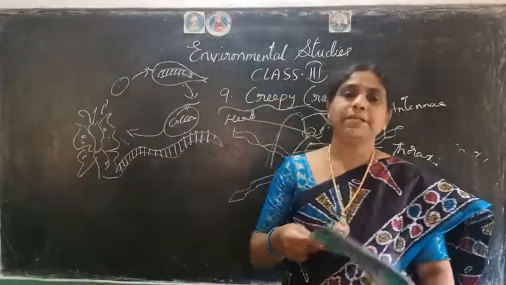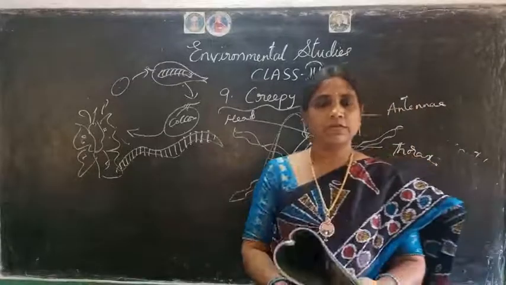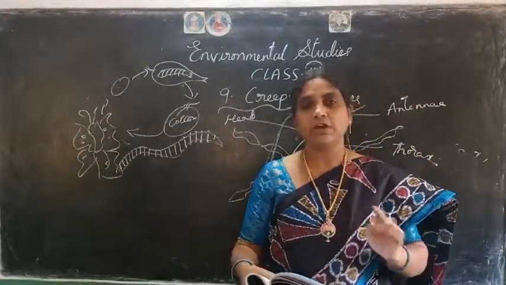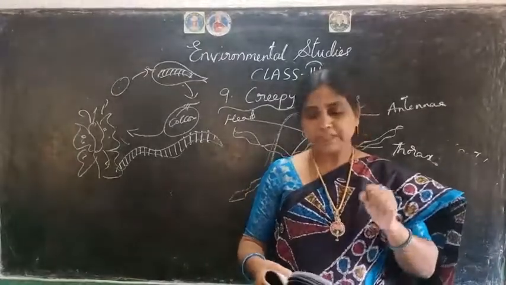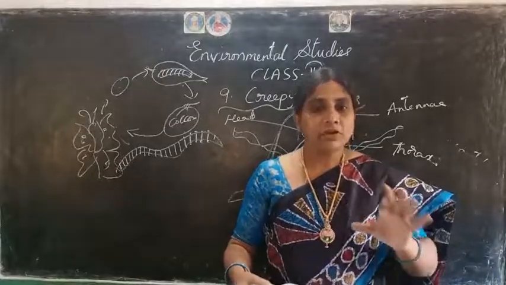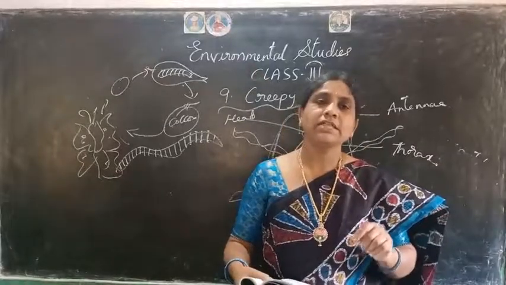Okay, now turn the page, page number 55 we have completed. Spiders and scorpions. Okay, spiders and scorpions. Spiders and scorpions are neither insects nor worms. They are not insects and they are not worms. Then what do they belong to? They belong to a different family of animals called arachnids. They are called arachnids.